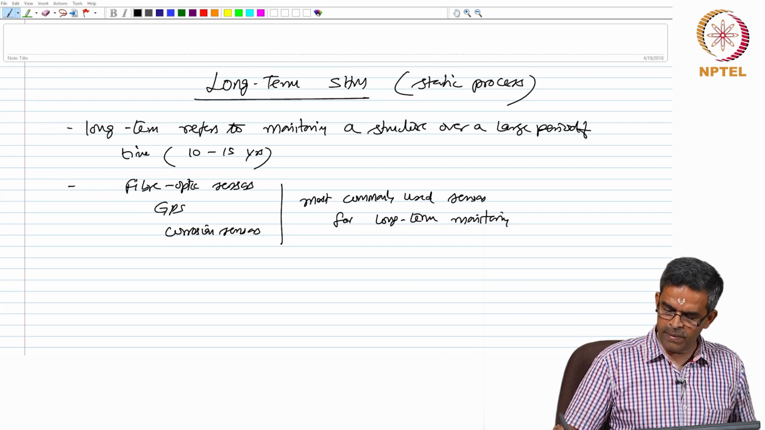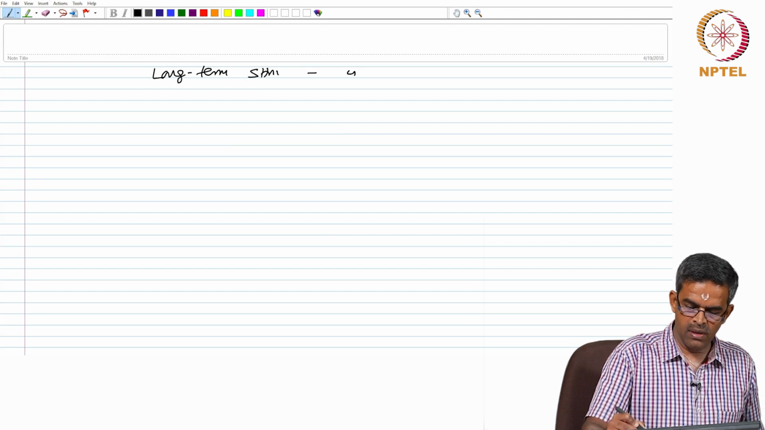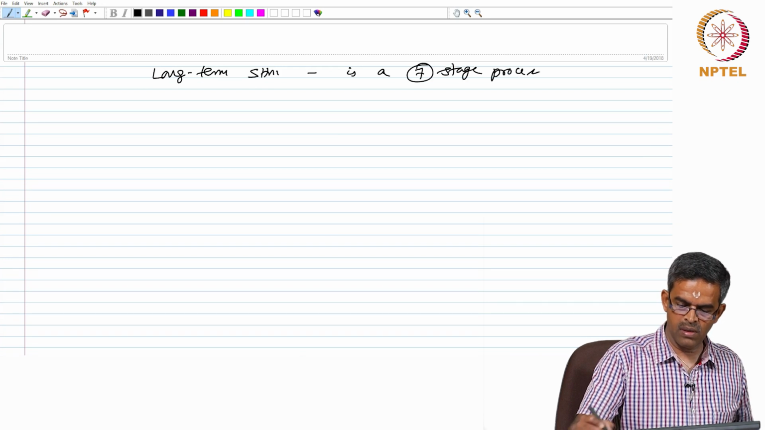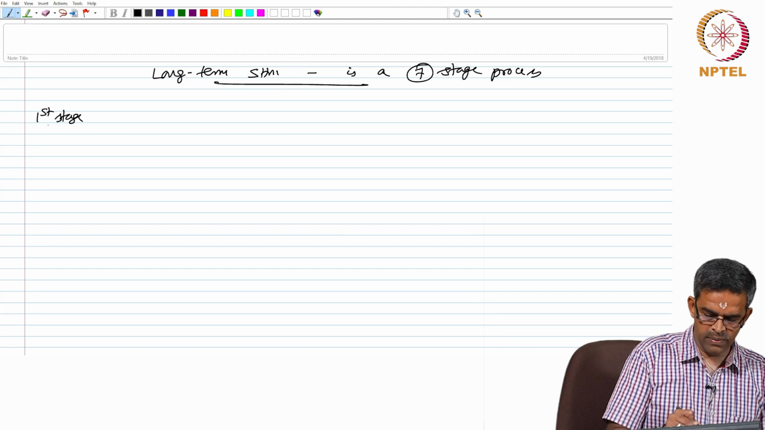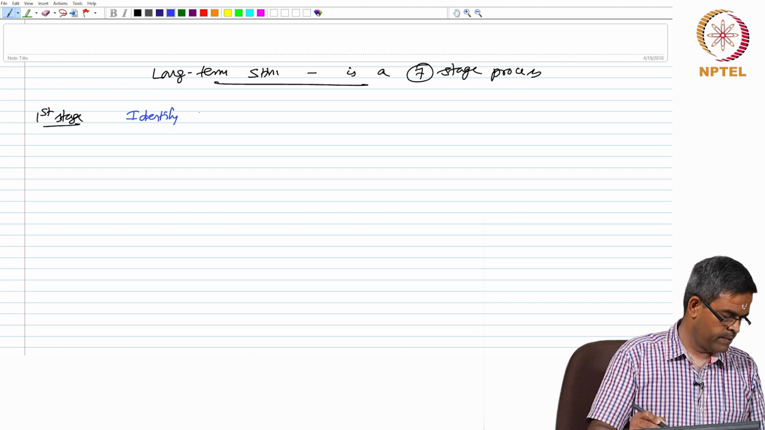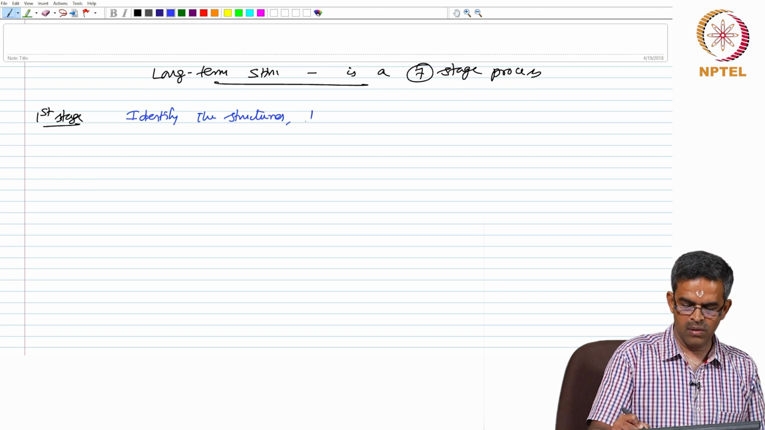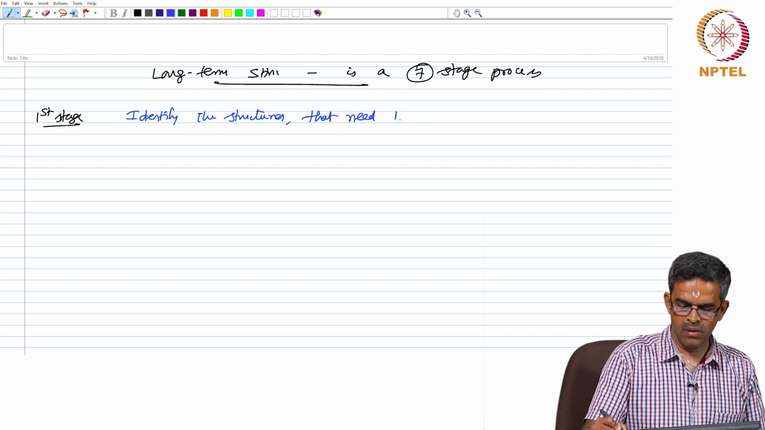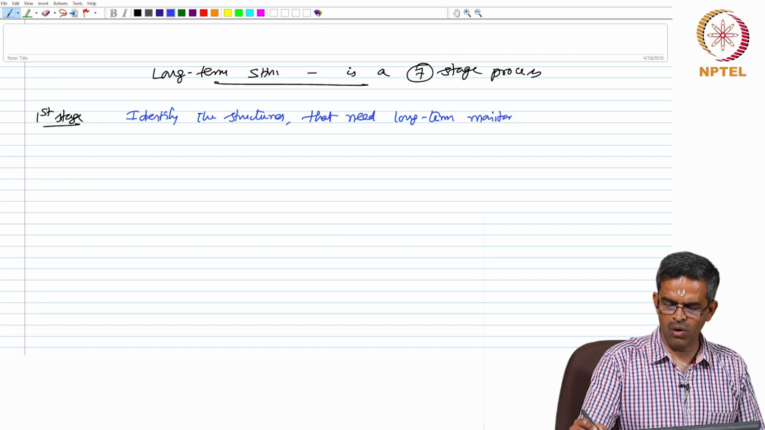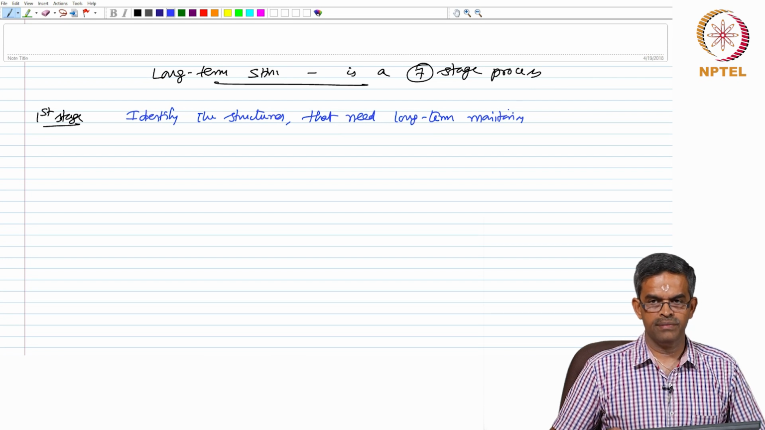Now, long term monitoring is a 7-stage process. The first stage is to identify the structures that need long term monitoring. Generally, we do not do long term monitoring for all kinds of structures. Which structures should need long term monitoring?